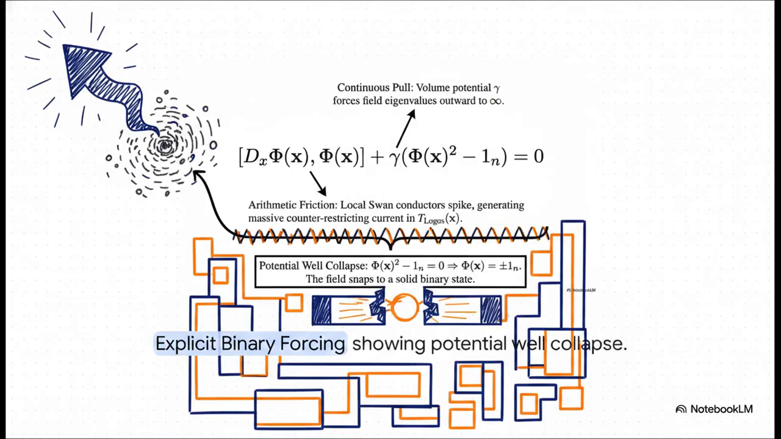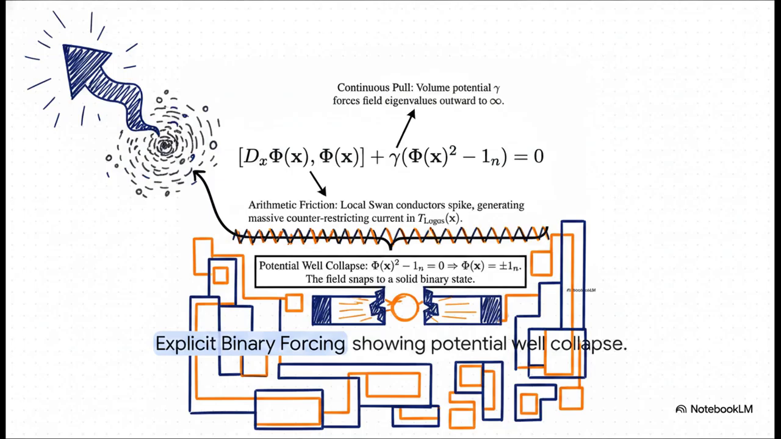But here's the tension and release. In the explicit binary forcing equation, as that continuous pull tries to force the eigenvalues to infinity, it spikes the local Swan conductors. This intense arithmetic friction generates a massive, counter-restricting current in the localized stress-energy tensor. It forces the internal commutator to collapse into a rigid algebraic polynomial, 5x squared minus the identity matrix equals 0. The field literally snaps into a solid binary state, forcing the entries to clamp strictly at plus or -1.